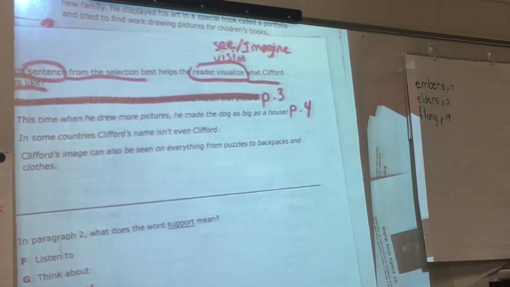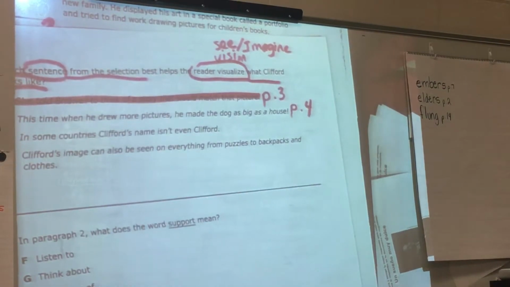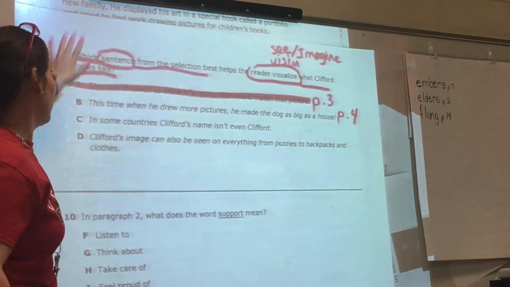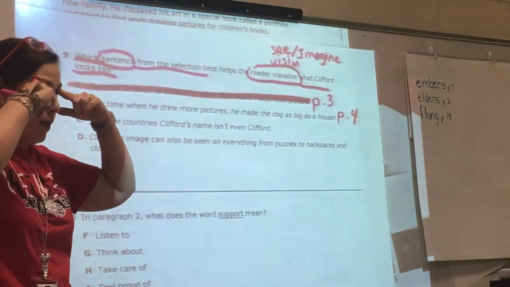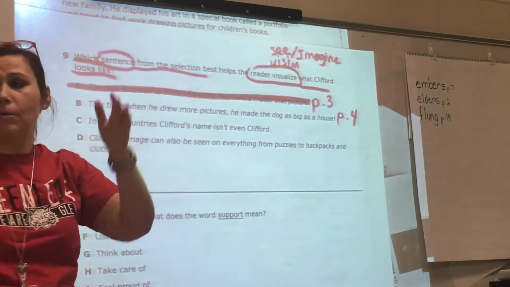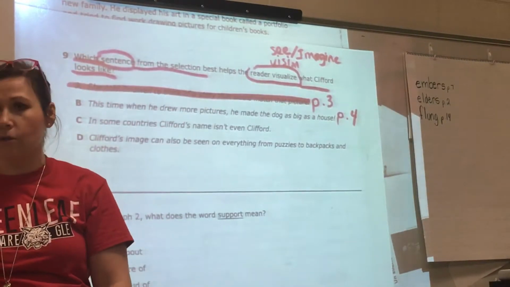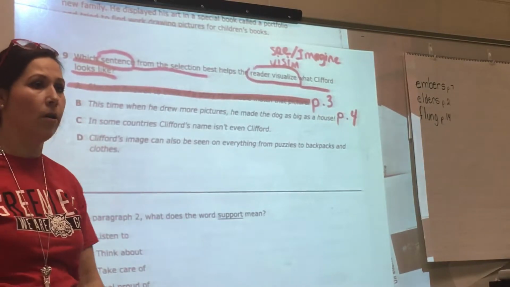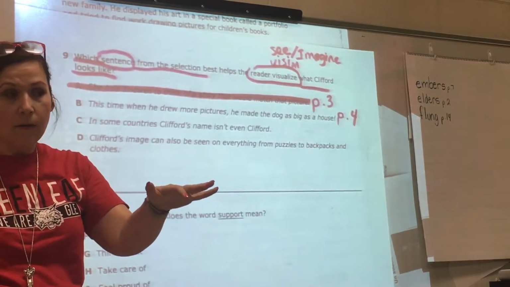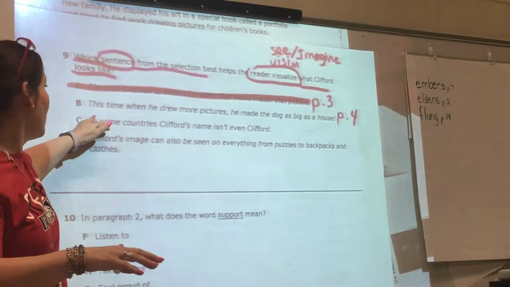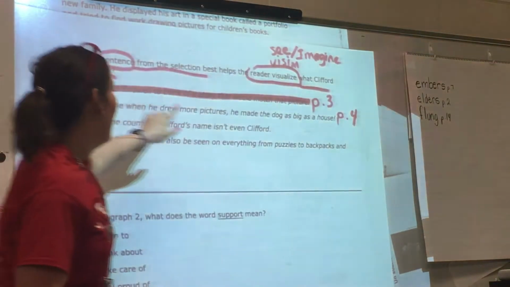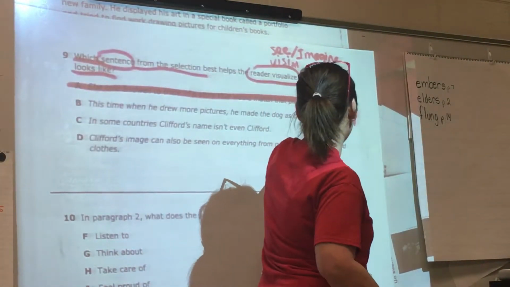Find it there? Yes. Now that I know it's in there, and so was the first one, and the first one was wrong. Let's go back to the question. It says, I need to be able to imagine or to see how Clifford looks. Does anything in that sentence help me know how Clifford looks? Yes or no? Yes. If you say yes, can you tell me what part of the sentence helps me find out what he looks like? He made the dog as big as a house.